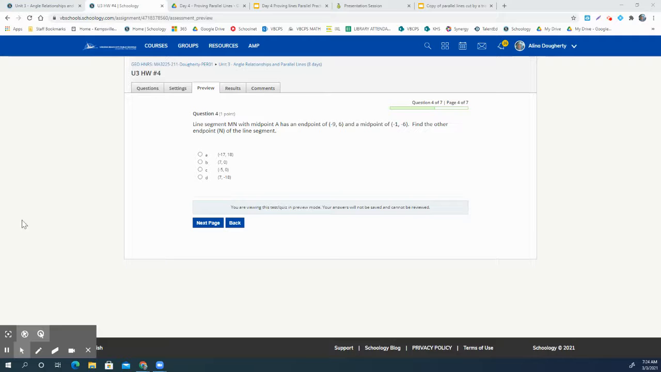Yeah, we can go back to one of the slope ones I see in the chat. So here, question number 4. Line segment MN has a midpoint of A. So if I have M and I have N, I've got a midpoint of A. That's an M, by the way. It doesn't look very much like an M. I'll make it more. Midpoint of A has an endpoint of -9, 6 and a midpoint. So I've got an endpoint and a midpoint. I'm looking for the other endpoint.